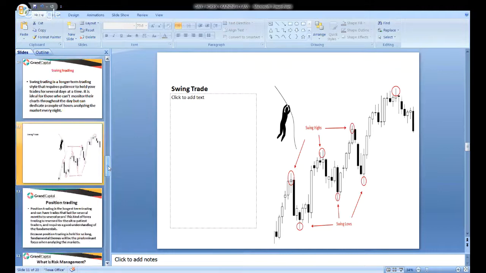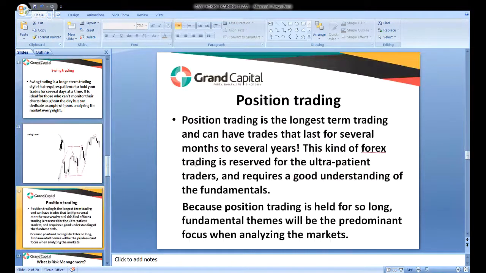So the last one we talk about as a type of trader is position trading.